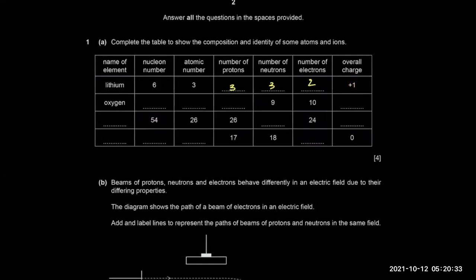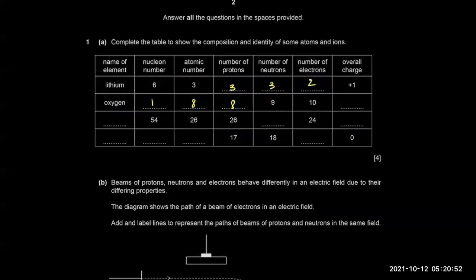Good. All right, oxygen. Oxygen ka proton number kisi ko yaad hai? Kya hota hai? 8. Okay, and you can look at the periodic table if you don't remember. So it has atomic number 8 and proton number 8. So what's the nucleon number? It has 9 neutrons and 8 protons.